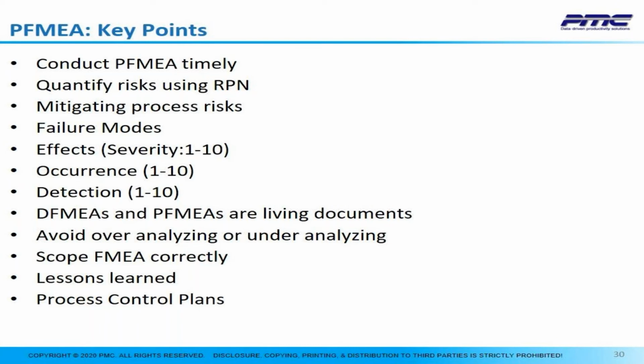Scope FMEA correctly. Make sure the lessons learned are used as input to PFMEA. Make sure to modify the process control plans after mitigation actions are implemented. DFMEAs and the PFMEAs will be performed ideally with members who are common to both teams to facilitate the concurrent design build efforts.